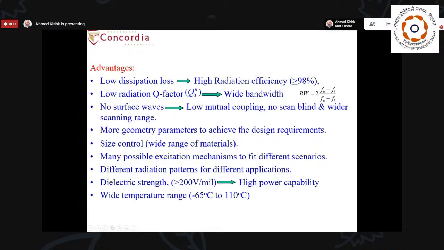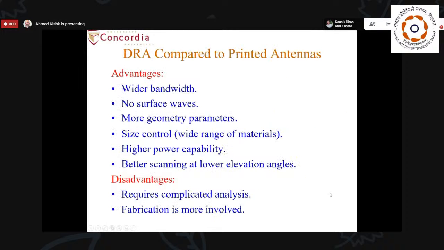And the dielectric strength for ceramic material, for example, is about 200 volts per mil. That means it has high power capabilities. And also in the temperature range, it can operate from minus 65 Celsius to 110 Celsius. And that means it can work under many different environments. And that is good for military applications, where you don't know where you're going to operate, in very hot weather or in very cold weather.